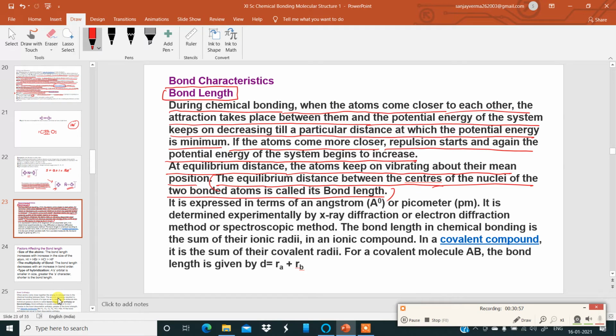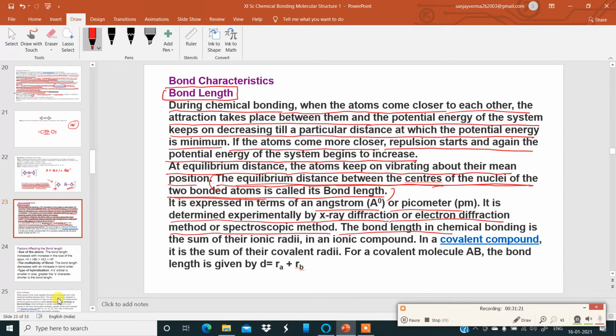So always make it a point to mention in your definition the equilibrium distance between the centers of the two nuclei of the combining atoms containing the two bonded atoms. It is called the bond length. It is generally expressed in angstrom or picometer. Now it is determined experimentally by X-ray diffraction technique or electron diffraction method or by spectroscopic method.